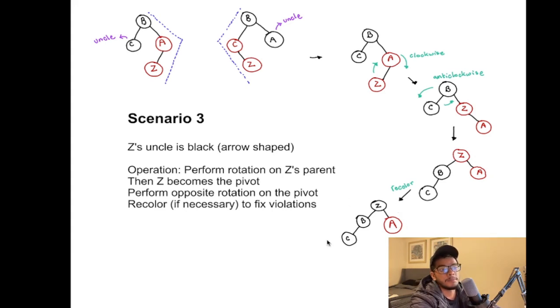Does it resolve all violations? It seems like it doesn't, because if you remember the fourth property, from any node to the nil node, you should have the same number of black nodes. It ends up violating that property. So it's not that it has resolved all the violations. Depending on what violations it makes, we may have to perform other operations to self balance. But for the time being, let's only consider these couple of operations that take place in scenario 3.